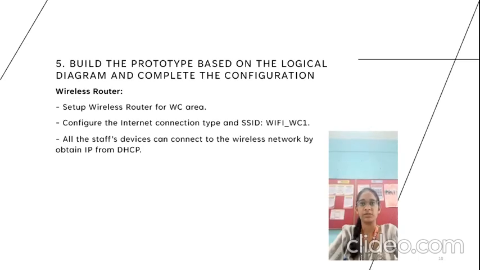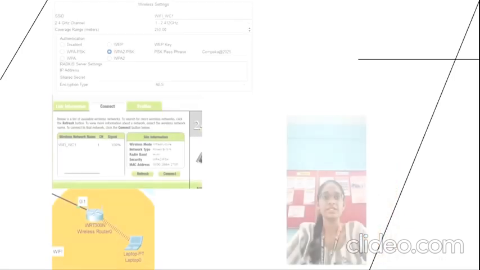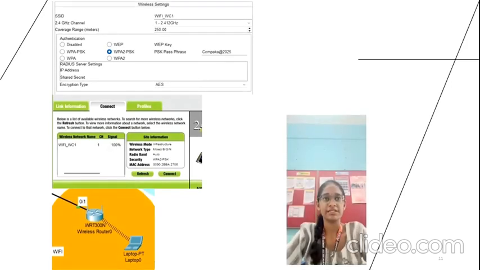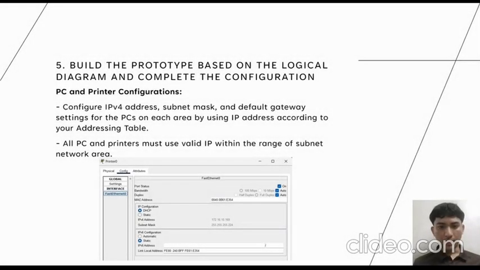Build the prototype based on the logical diagram and complete the configuration. Wireless router: set up the wireless router for the WC area. Configure the internet connection type and SSID Wi-Fi_WC1. All the staff's devices can connect to the wireless network by obtaining IP from DHCP. These are the wireless settings: SSID Wi-Fi_WC1, authentication WPA2-PSK.